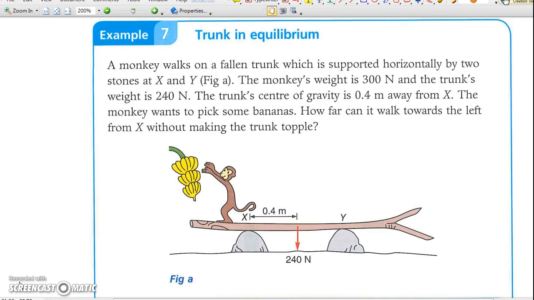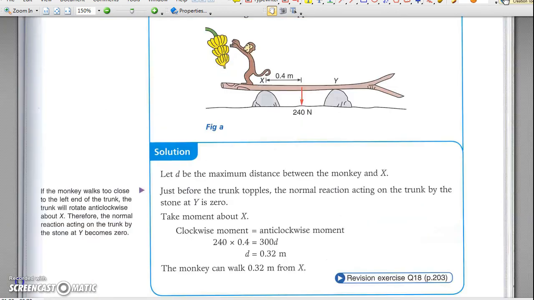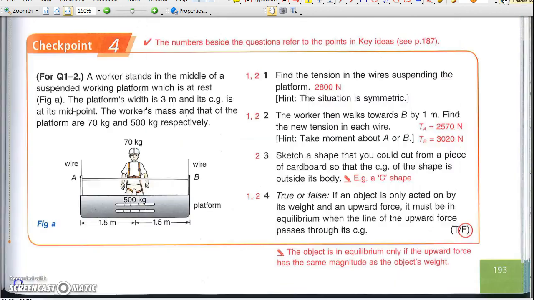Example 7. Trunk in equilibrium. This is a common question type. Read the solution carefully. Many open exam questions are similar to this question. Now, try checkpoint 4 below.